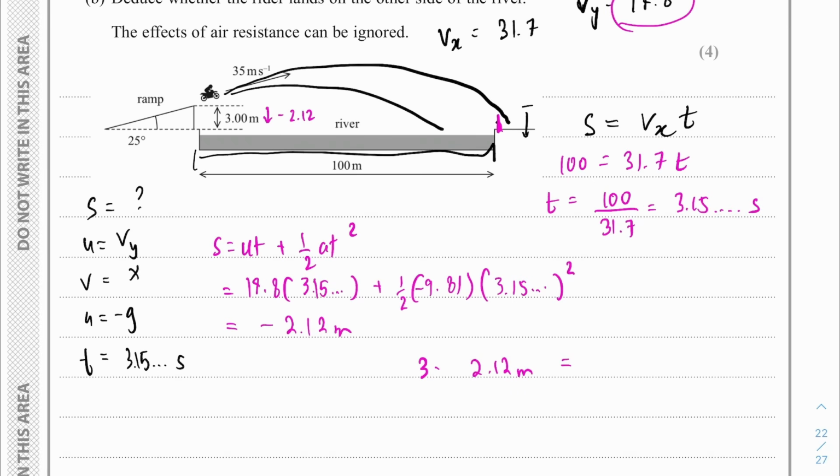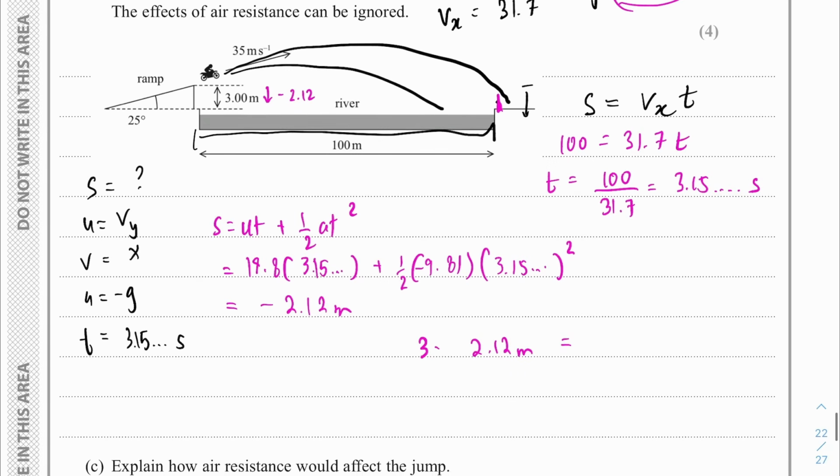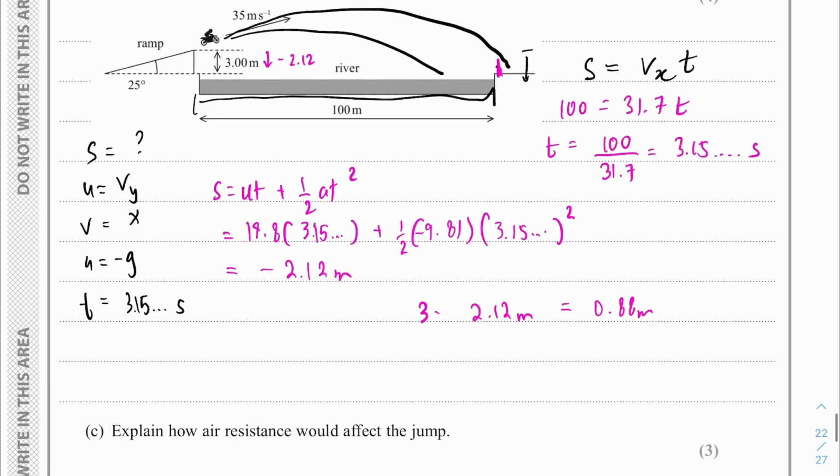This gives us 0.88 meters. So what can we say? We can say the rider lands on the other side of the river, right? Because he's still at 0.88 meters high by the time he reaches the other side.